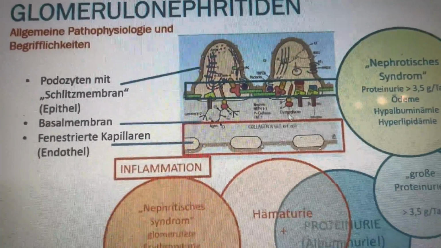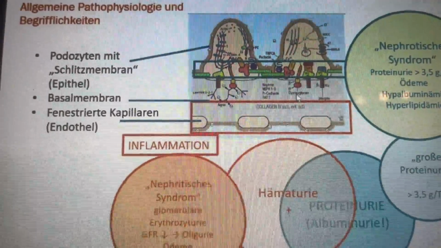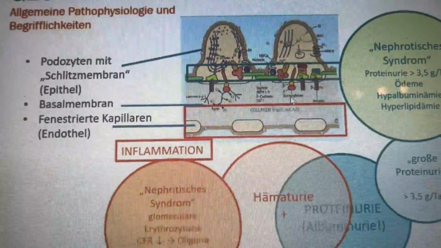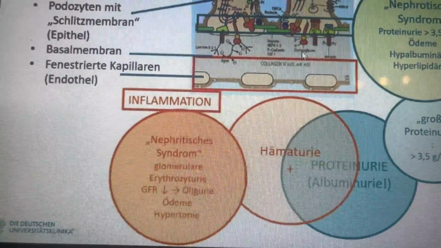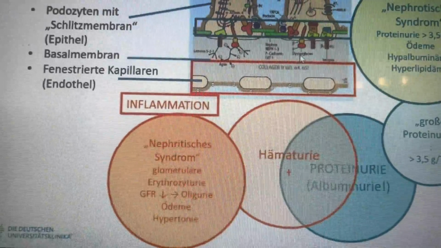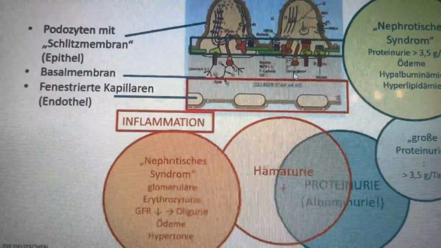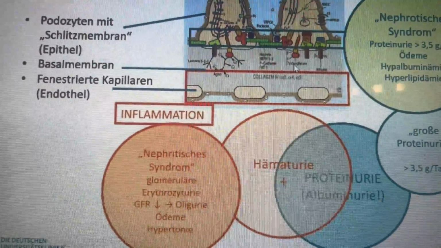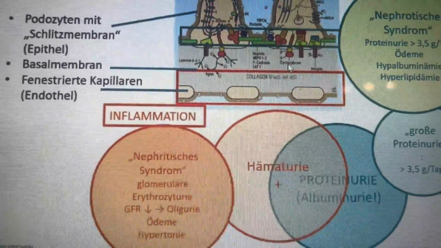This leads to nephritic syndrome, which causes a reduced GFR because the endothel is damaged by the inflammation. In this case, there is oliguria, and the patient develops edema and is hypertensive.